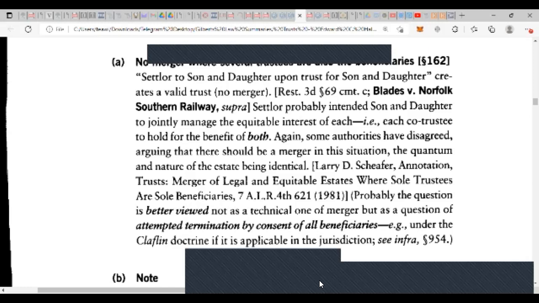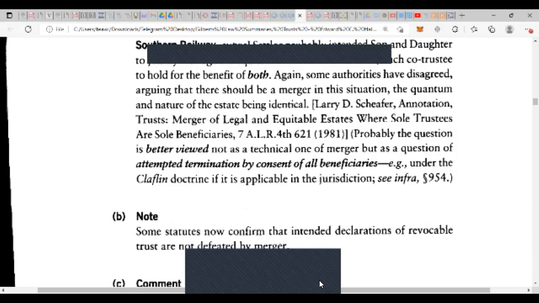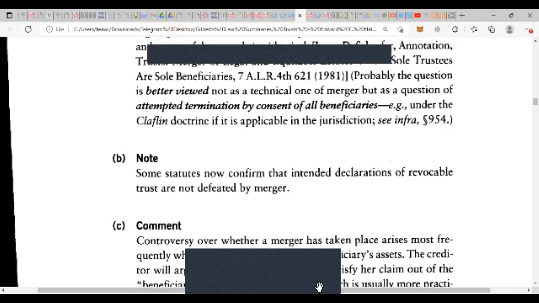Again, some authorities have disagreed, arguing that there should be a merger in this situation, the quantum and nature of the estates being identical. Probably the question is better viewed not as a technical one of merger, but as a question of attempted termination by consent of all beneficiaries, such as under the Claflin doctrine, if it is applicable in the jurisdiction. See infra 954.